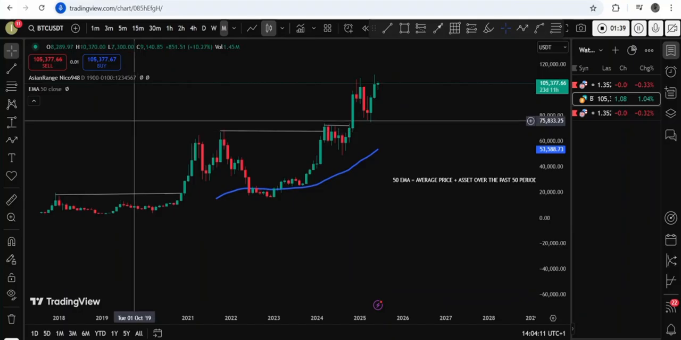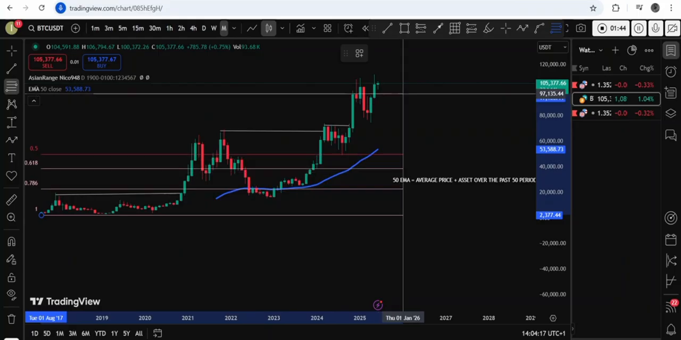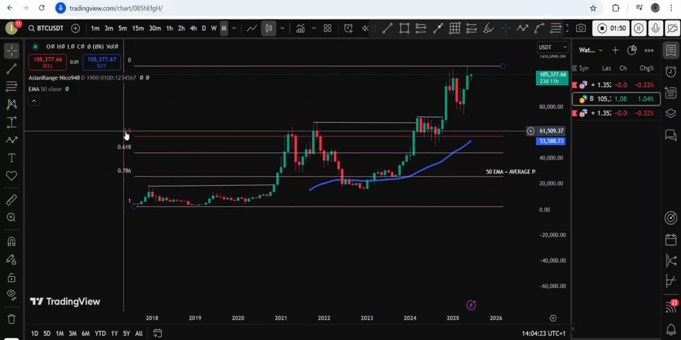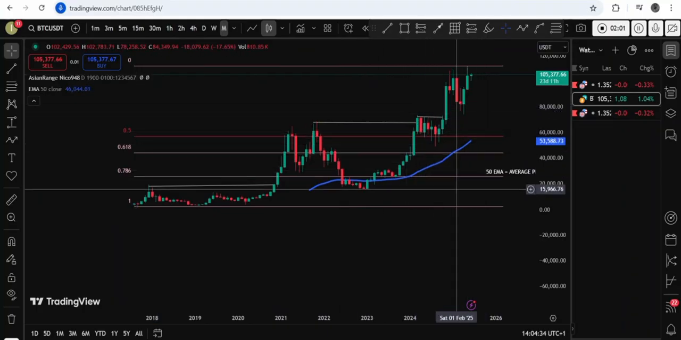So now that I can admit that the market is in an uptrend, what I'm going to do next is bring out my Fibonacci to measure from the low to the high. As you can see in my Fibonacci, 0.5 is the golden level. Right here, 0.5 is around 53k. You can see that the golden level is around 53k, and our 50 EMA is around 53k too.